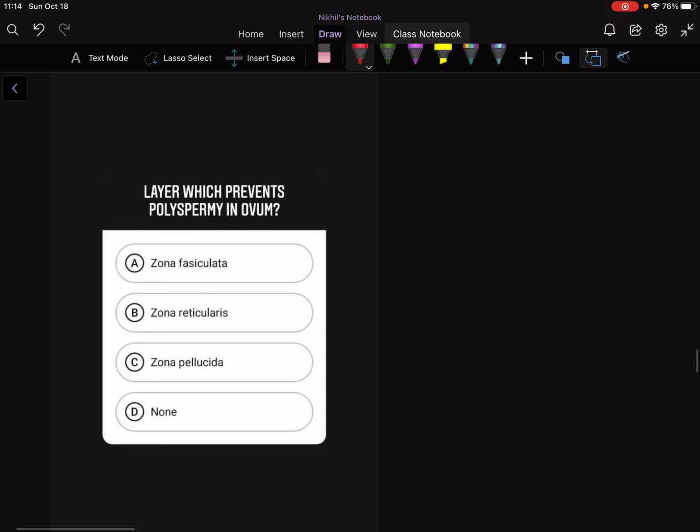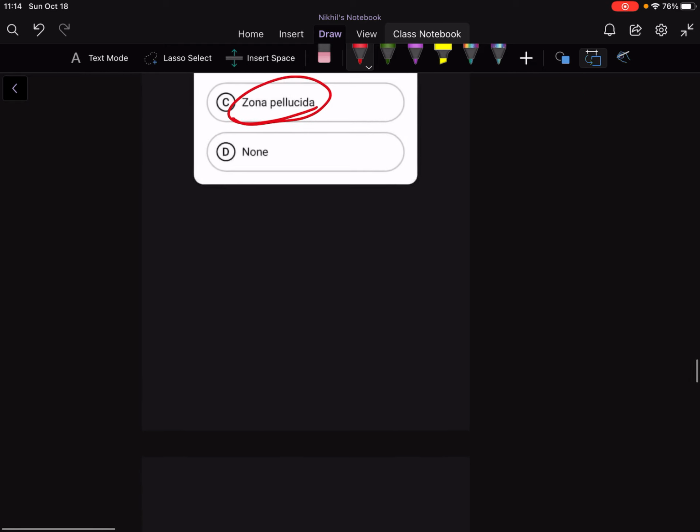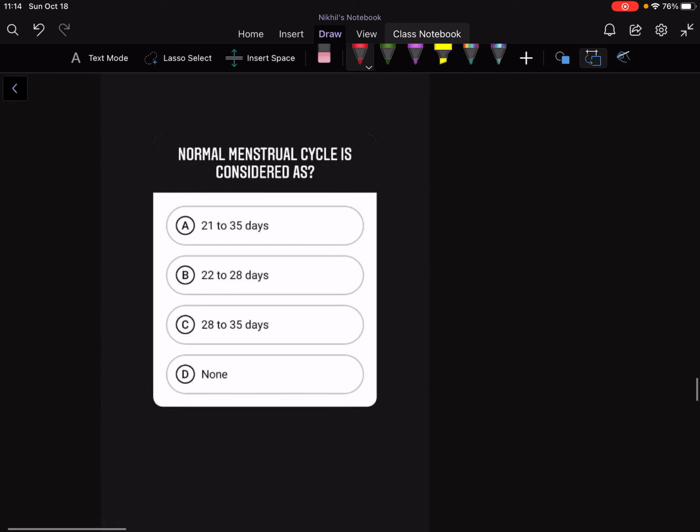The layer which prevents polyspermy in the ovum is the zona pellucida. Remember the oocyte, then followed by zona pellucida, then by granulosa cells. The normal menstrual cycle is not 28; it is 21 to 35 days. Normal is 21 to 35, average is 28 days.